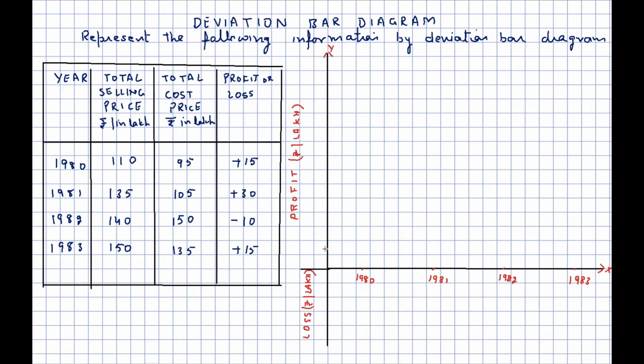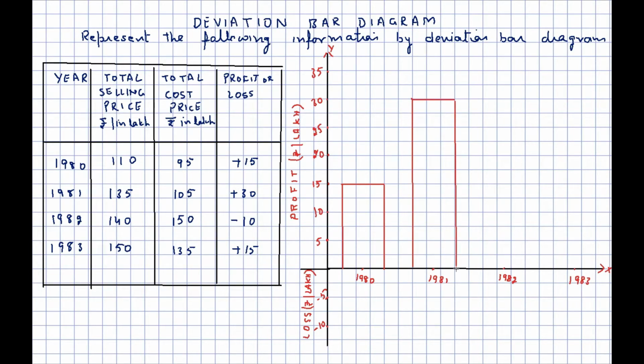Now draw x-axis and y-axis. On x-axis write year. On y-axis above the baseline, above x-axis write profit, and below x-axis write loss. So in 79-80 there is profit plus 15. So draw the bar graph. Again plus 30, draw the bar graph.